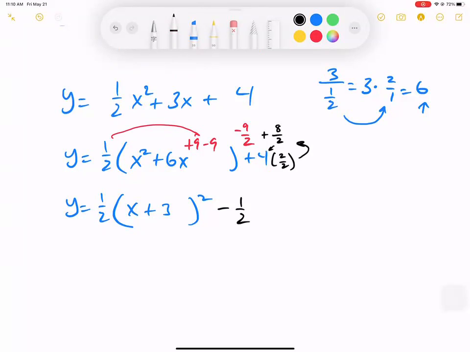Fractions are confusing because of this main step right here. How'd you get from 3 to 6? Well, I took a half out. What does that mean? I divided by 1/2, which means you multiply by the reciprocal. Okay, let's do this again.